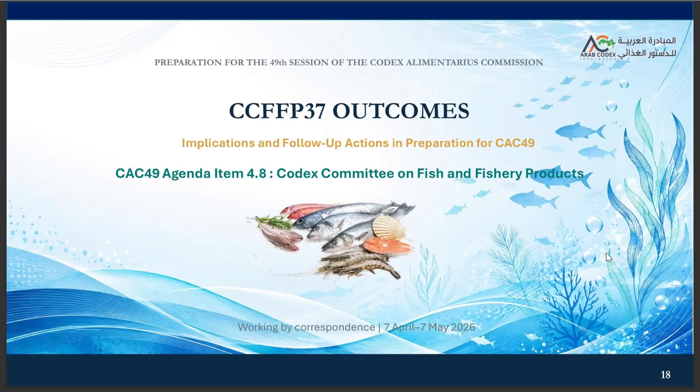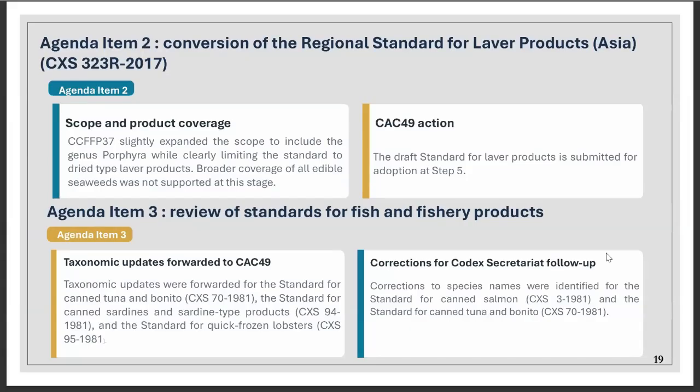Now we move to the Committee of CCFFP 37 outcomes that will be discussed during the CAC 49. Next slide. The second item on the agenda is the conversion of the regional standard. The first item of agenda item 2, conversion of the regional standard for laver products Asia to an international standard, and that was adopted in step 5.